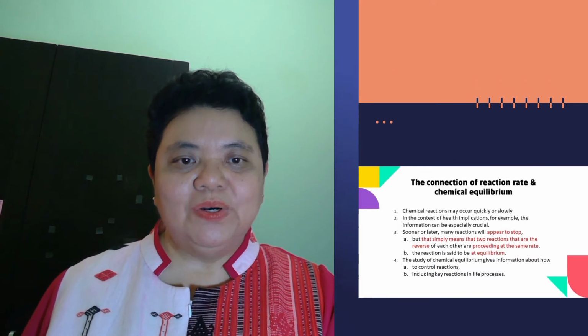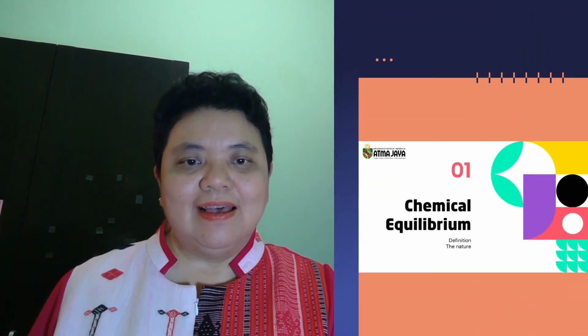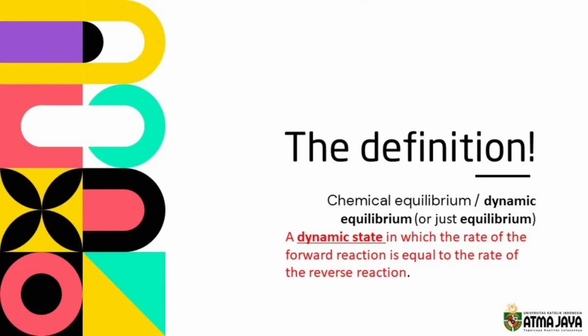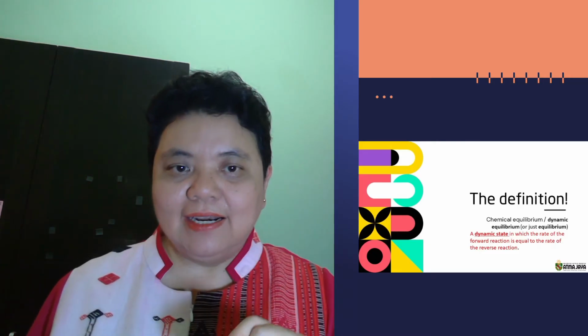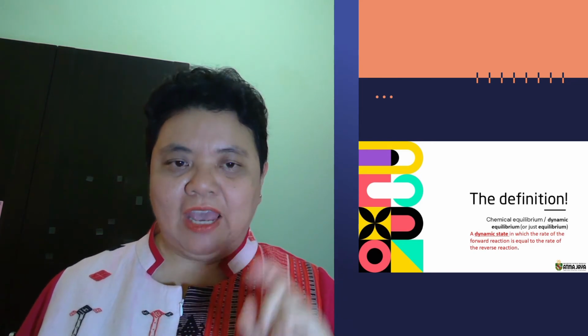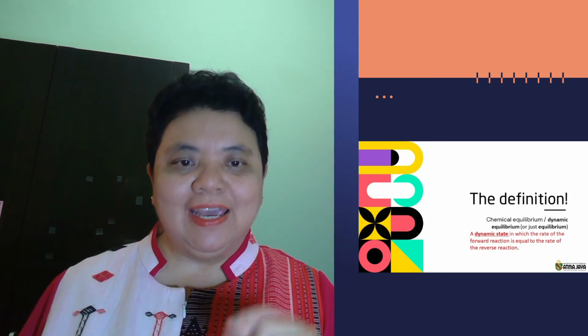Let's continue with the definition and the nature of chemical equilibrium. The definition of chemical equilibrium, or dynamic equilibrium, or we can just call it equilibrium, is a dynamic state in which the rate of the forward reaction is equal to the rate of the reverse reaction. Remember, the underlined words here are dynamic state. It means the equilibrium always moves. It is dynamic.